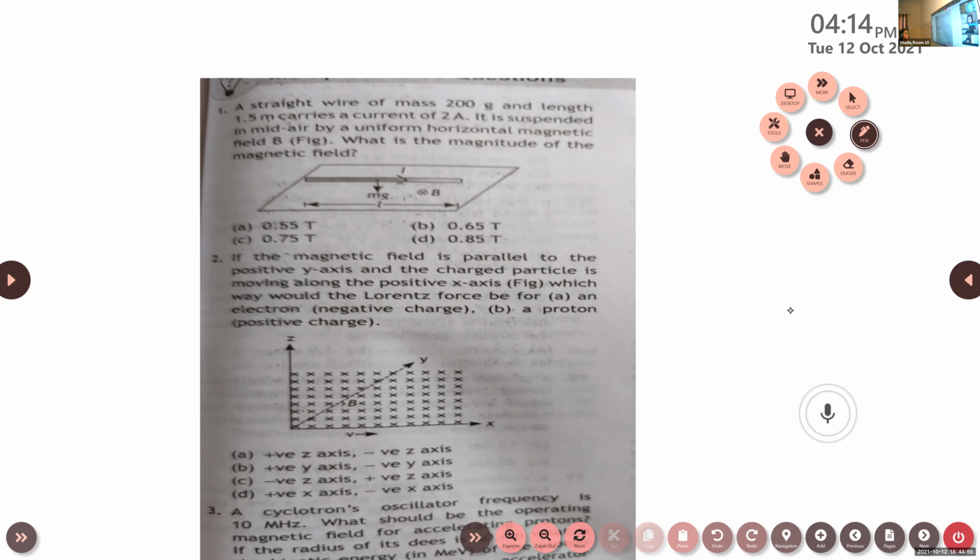A straight wire of mass 200 gram and length 1.5 meter carries a current of 2 ampere. It is suspended in mid-air by a uniform horizontal magnetic field B. What is the magnitude of the magnetic field?